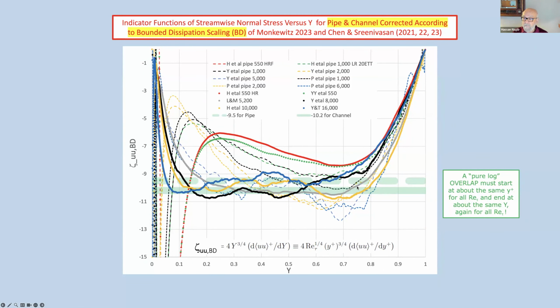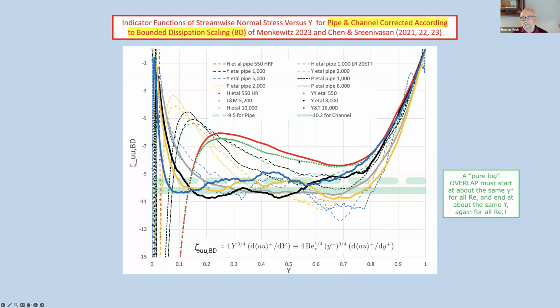The gray is Lee and Moser. The black is the 16,000. The blue is the 8,000, both of them from Yamamoto. This is Hoyas at 10,000. But the pipes include Yao and Schlatter, Philip, and Fazli. They also include the Perosoli. The P is for Perosoli. And the colors are the same.